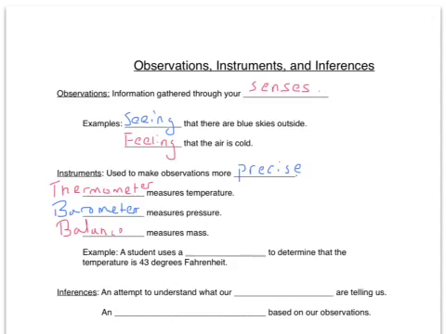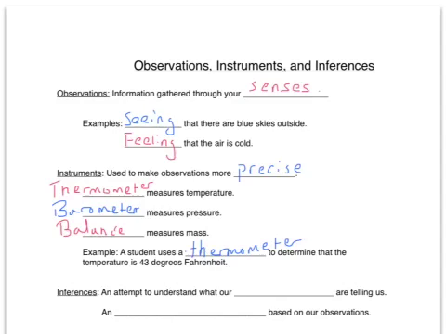Let's see if you can come up with any other examples on your own. I just thought of one. A ruler is used to measure distance. So an example, a student uses a thermometer to measure that the temperature is 43 degrees Fahrenheit.